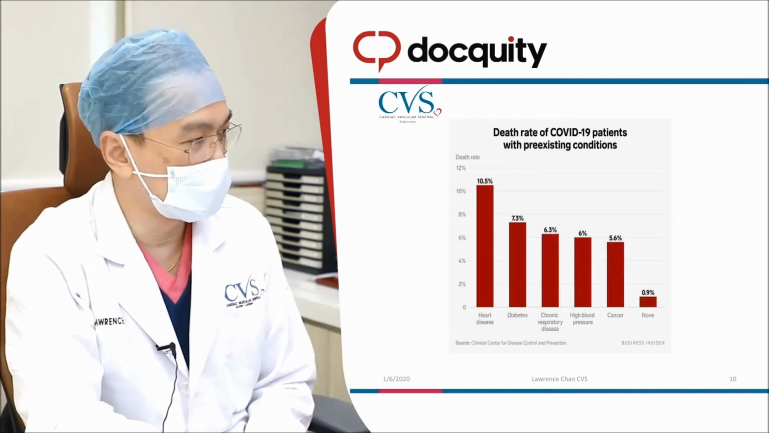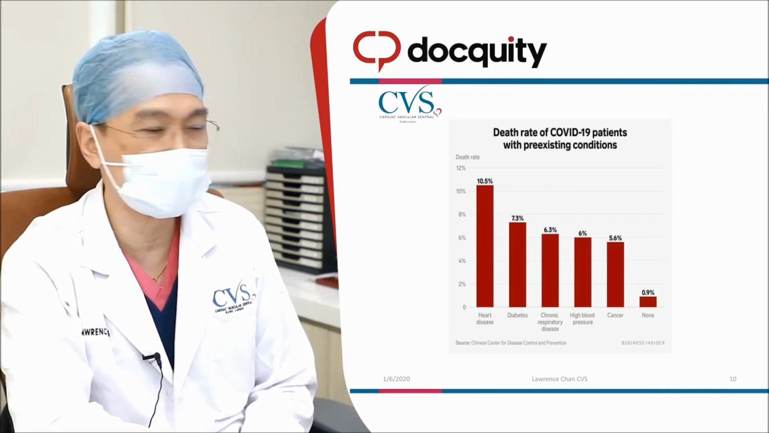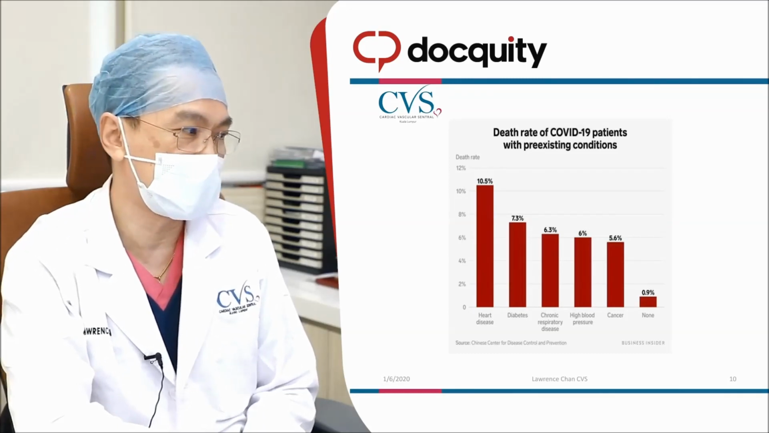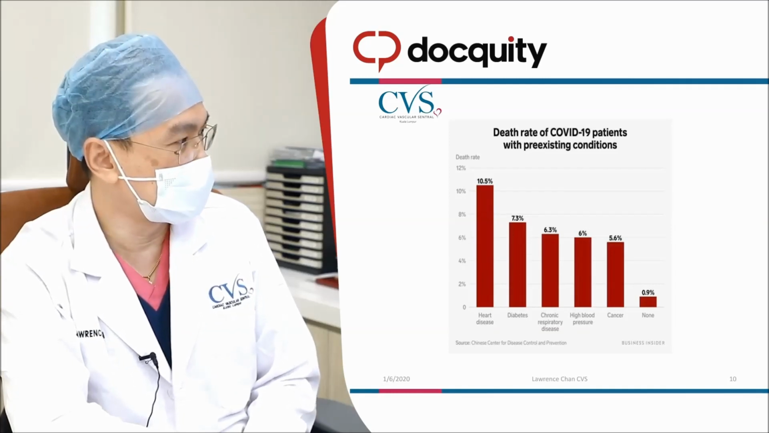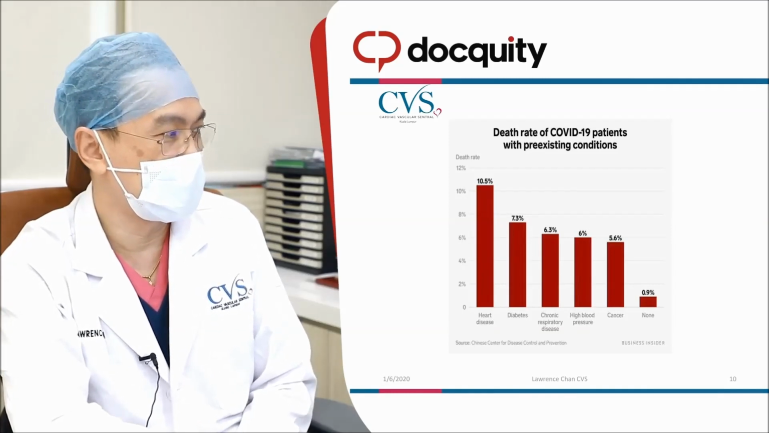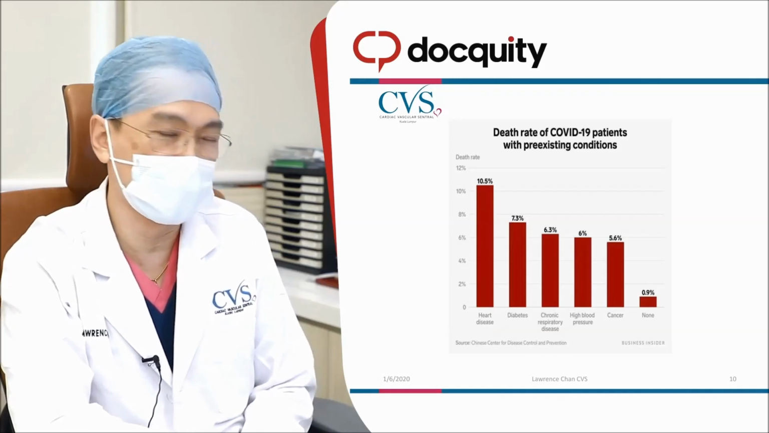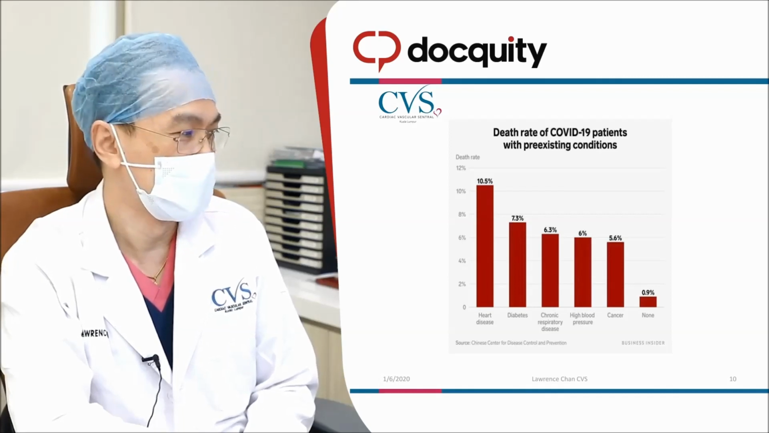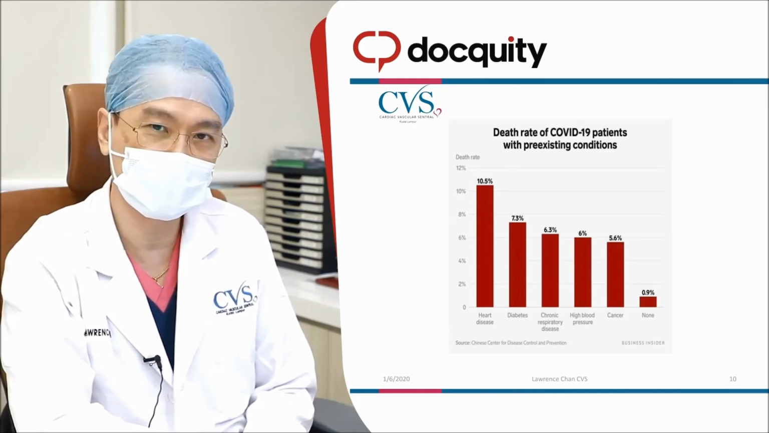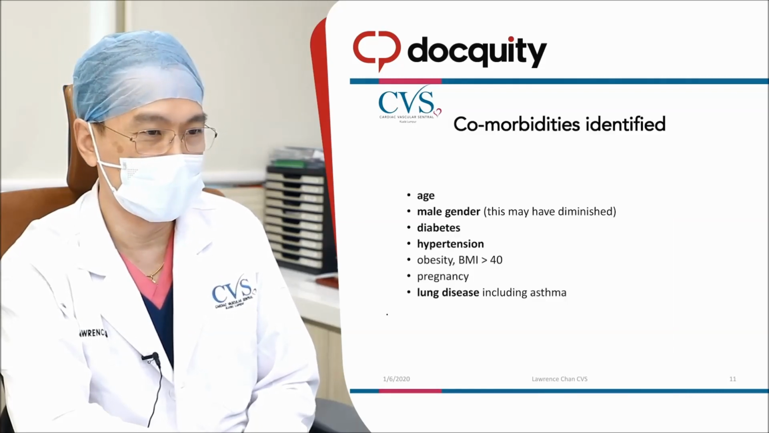Other health conditions that lead to a poor outcome would be concurrent diabetes, lung disease like asthma, and high blood pressure. So this slide shows again that heart disease is among the worst preconditions to have if you're unlucky enough to get the SARS-CoV-2 virus.